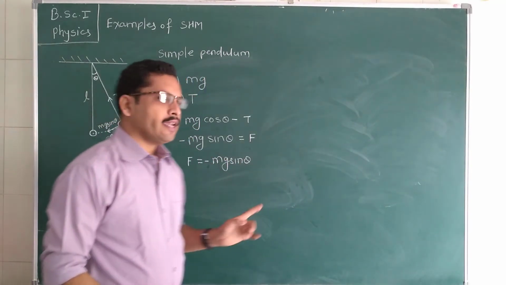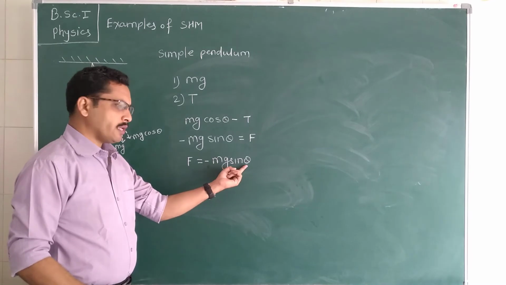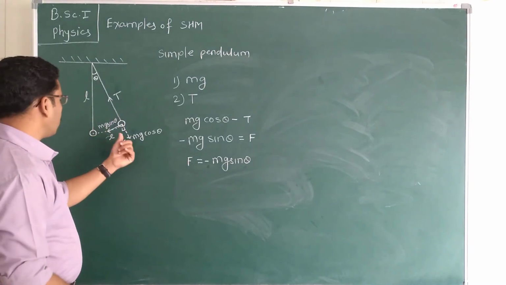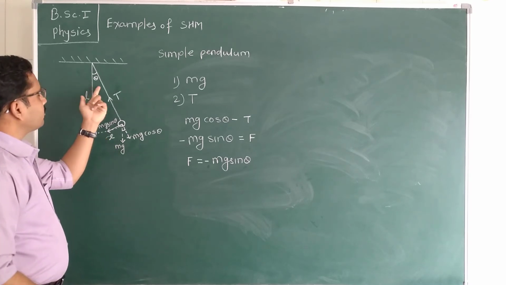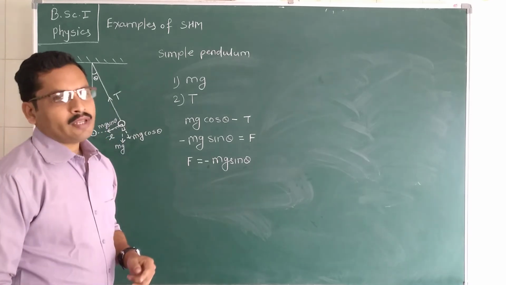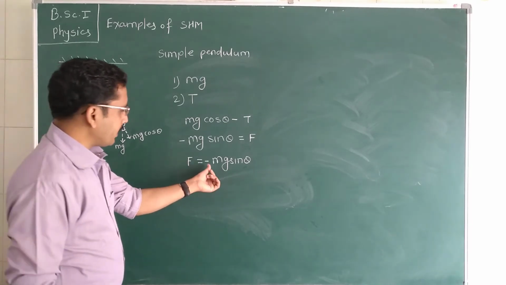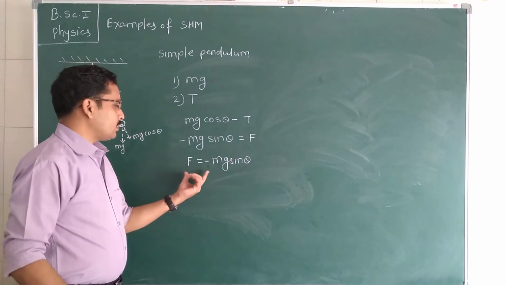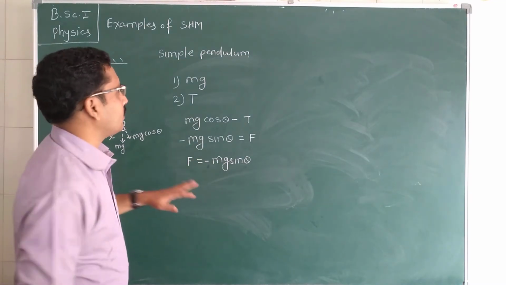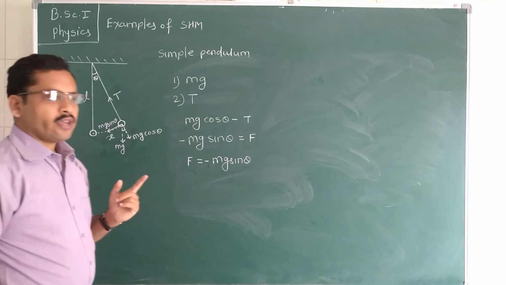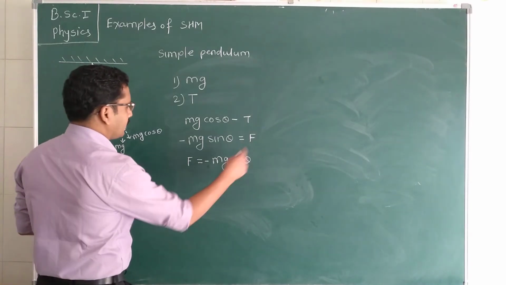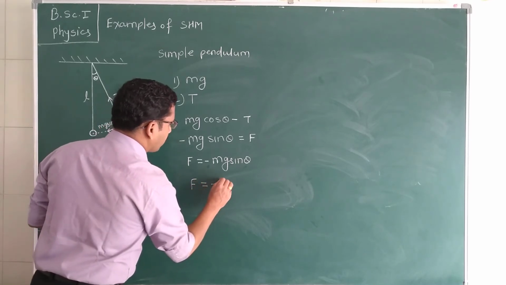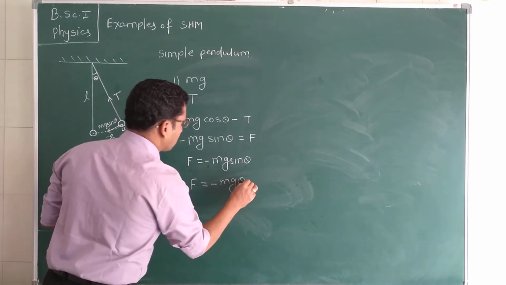This negative sign indicates that this force and the displacement are oppositely directed. How? F is directed towards the mean position, but the displacement is directed away from the mean position, so they are oppositely directed, hence the negative sign. So F is equal to minus mg sin theta. If theta is very small, then we consider sin theta approximately equal to theta, so we can write F is equal to minus mg theta.